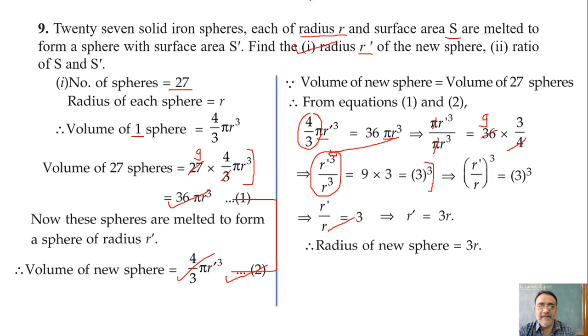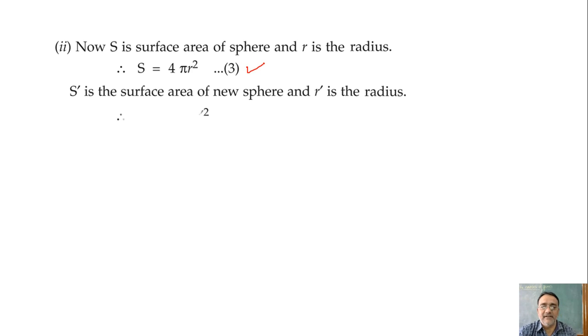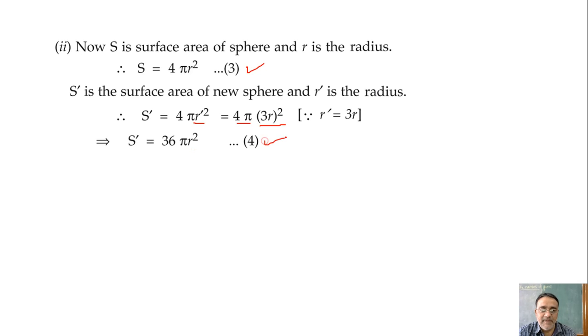No, sir. Now the second bit: we have to find the ratio of S and S dash. So what is S? What is the surface area of a sphere? 4 pi r square, and S dash will be 4 pi r dash square, and we'll substitute the value of r dash. r dash is 3r. So 3r square will become 9r square into 4 pi, 36 pi r square. Let it be equation number 4.